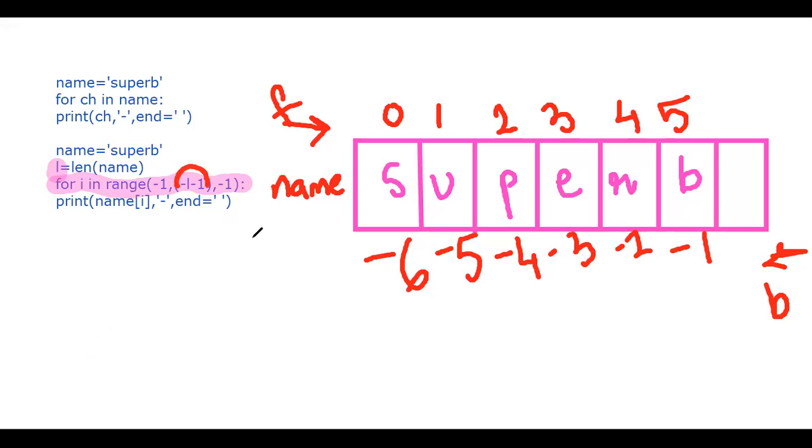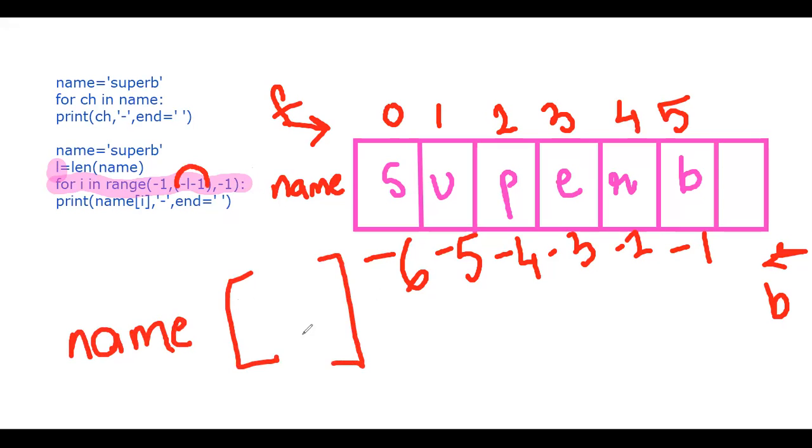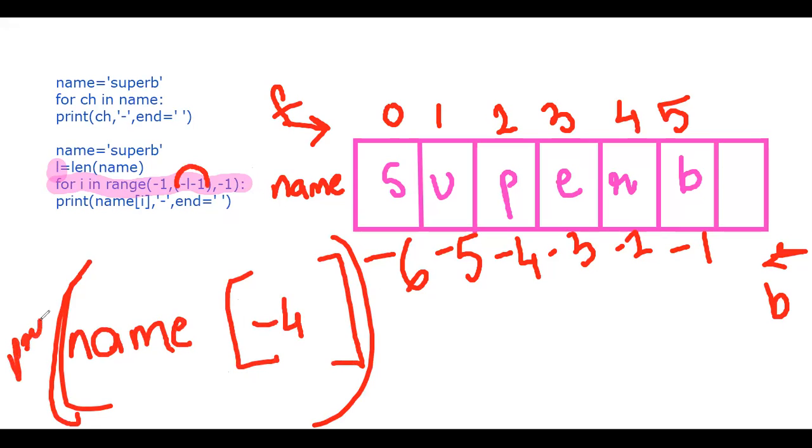So how do I print this using indexing? If I use indexing, I have to use the name of my variable, and in box brackets, very important, box brackets, I need to write the index number. So if I write -4 over here, and this entire thing is in the round brackets of print, name[-4], then it will print P. It will show P on the screen.